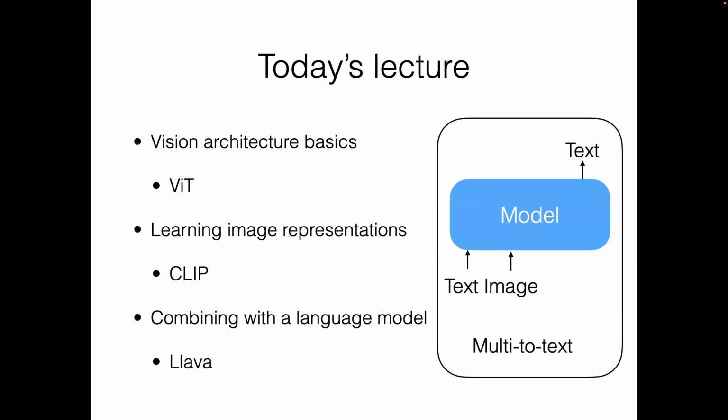So yeah, basically today we went through this quick overview of some key ideas to know about in this area. First is the architecture for images based on the transformer. The second is this objective or recipe for learning different representations. And then the third is one technique for combining this with a language model.